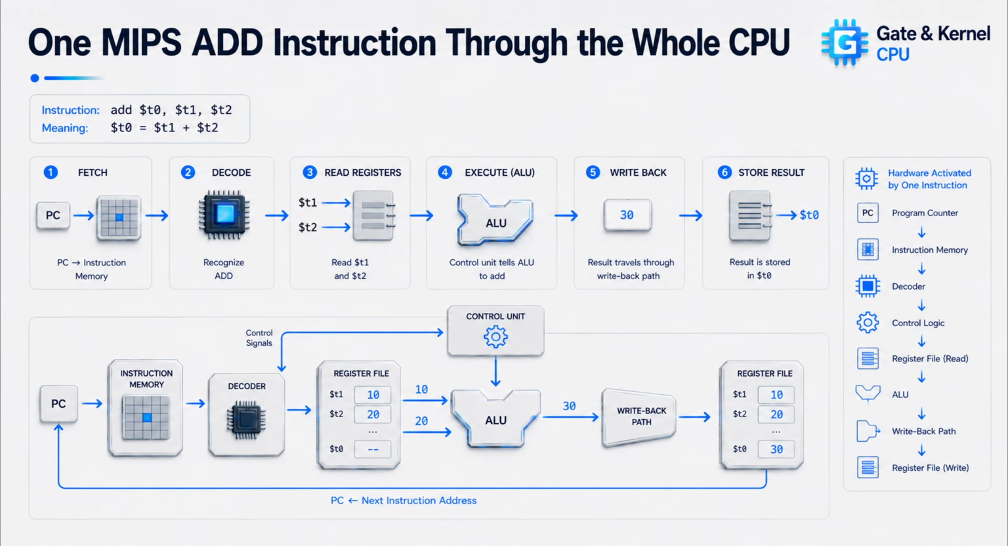The control unit tells the ALU to perform addition. The ALU adds the two values. The result moves through the write-back path. Finally, the result is stored in $t0. So one short assembly instruction activates several hardware components. The path is approximately program counter, instruction memory, decoder, control logic, register file, ALU, write-back path, and back to the register file. This is the hardware meaning behind a single line of assembly language.